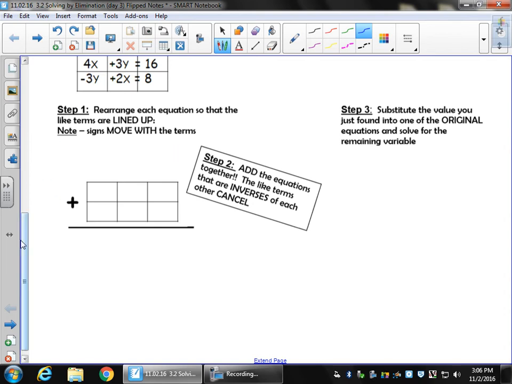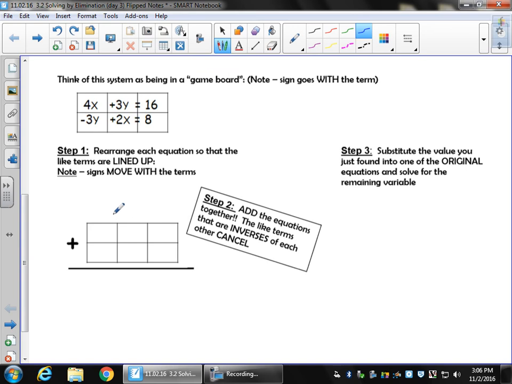So step 1 says, rearrange each equation so that the like terms are lined up. Well, what do we mean by that? We're going to be using 1 highlighter, let's just say 1 color. So if I highlight 4x in this game box grid, what else is like 4x? I have this positive 2y. The first step was to rearrange so that these are lined up. Are these lined up right now? Are these x's lined up? No, they're not. So we'll leave the top equation alone.